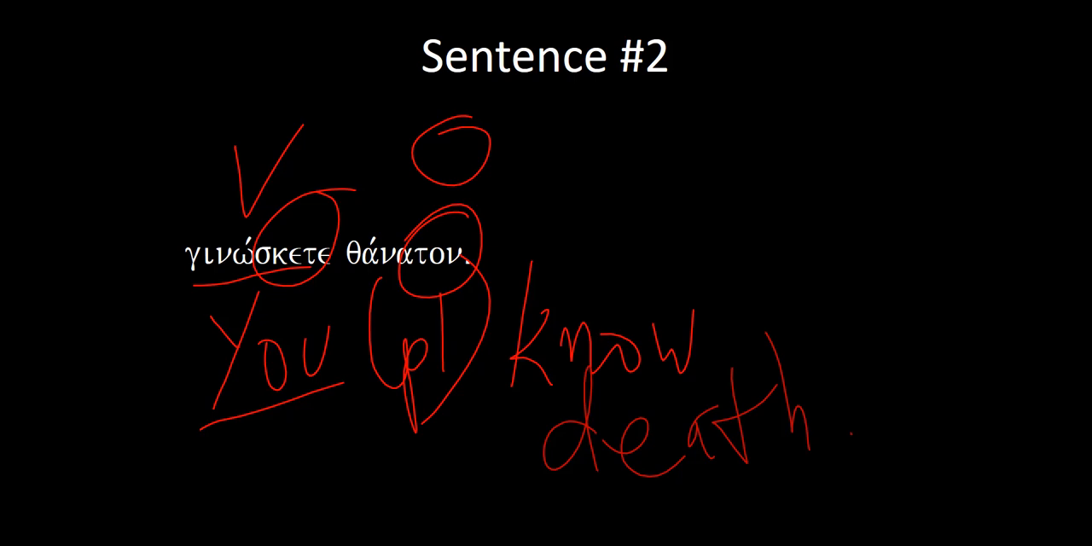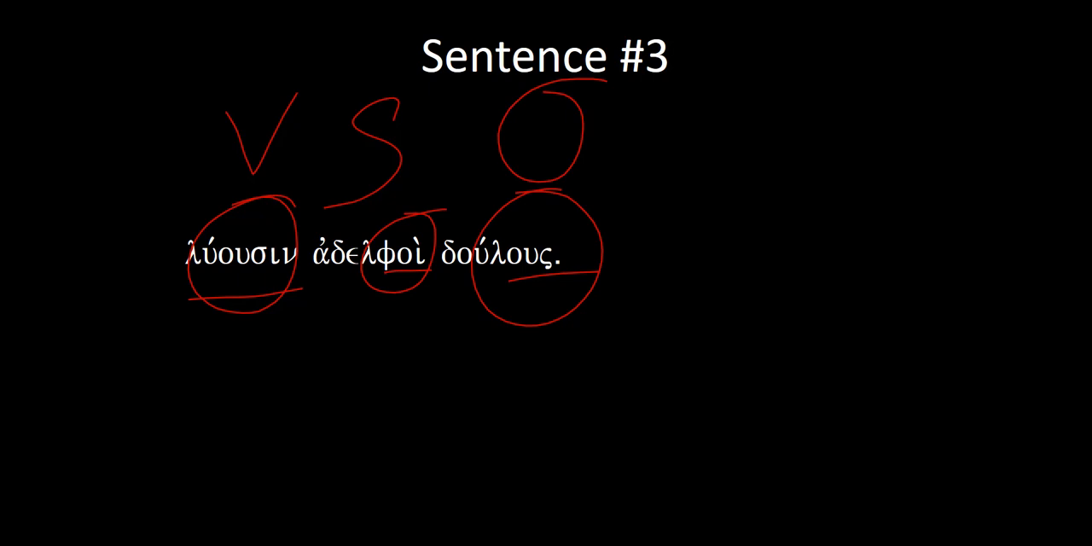Lousin adelphoi doulos. Let's find a verb. Here, lousin is a verb. It has verb endings. Adelphoi, this is going to be our subject. The reason I know that is because of the oi ending. This is a nominative masculine plural ending. Ous is accusative. It's going to be our object. So the verb by itself would mean they loose.